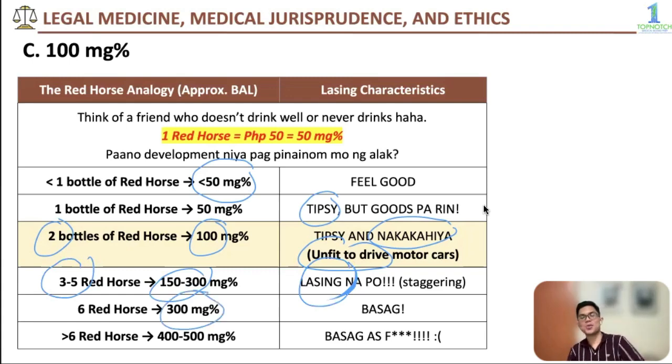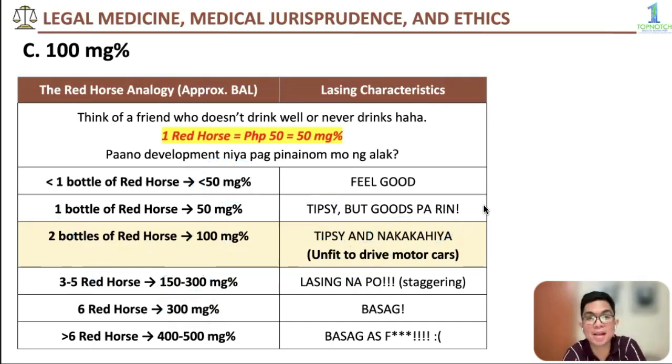That's 300 mg%. At that point, basag na siya. Patulog-tulog na siya, ayaw nang lumakad. Nakatulog na lang, nakandusay na, alright? Pero sige, tuloy pa rin uminom kasi malakas daw siya. So more than 6 Red Horse, anything beyond 300, basag as hell na sila. Impaired sensorium na, kahit tinatapik mo, hindi na nagre-respond. Dalhin mo na sa hospital basically, kasi pwedeng may unstable vitals, altered sensorium, and fecal and urinary incontinence.